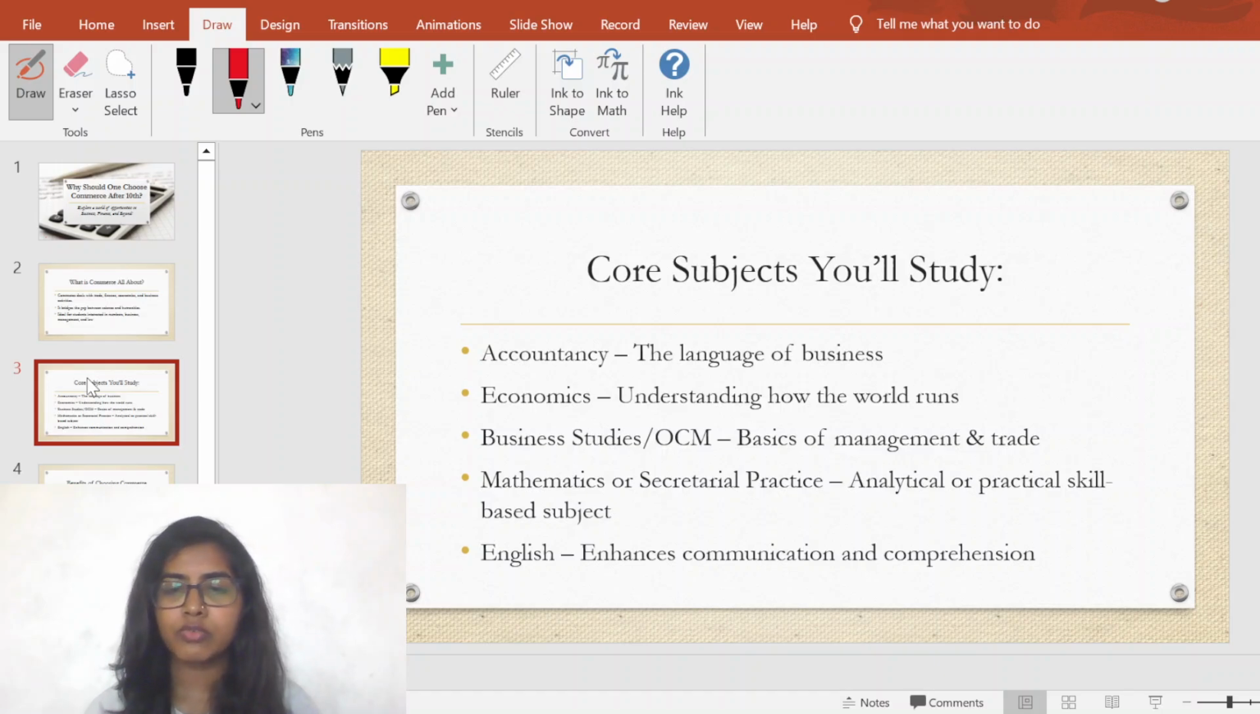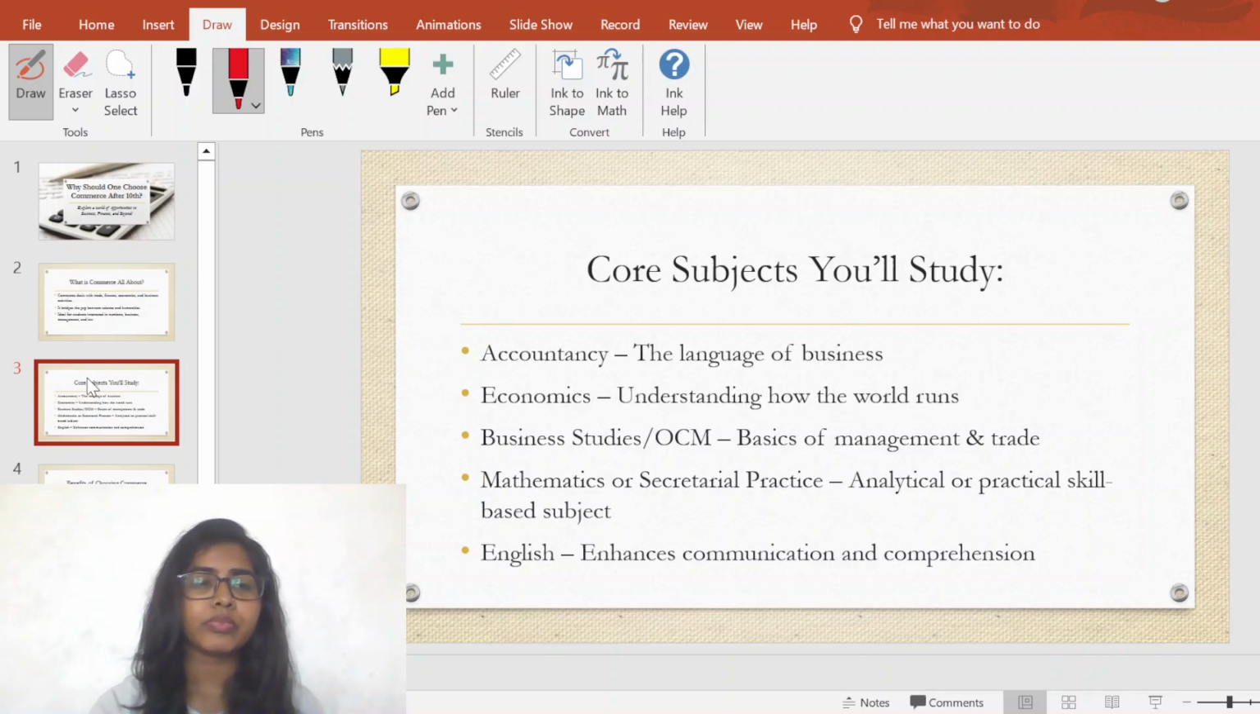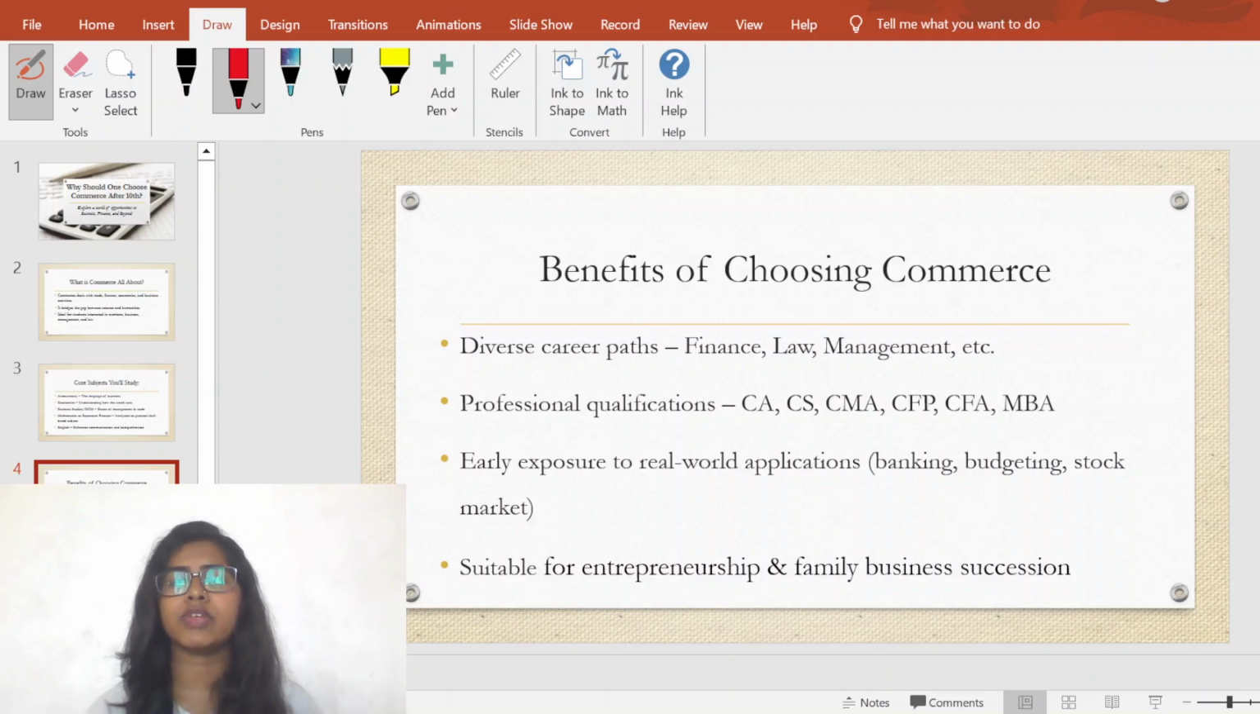Language, English is of course one of the languages, and you also have one more subject to choose. That's the optional subject. You can choose IT, you can choose a foreign language, or you can choose your own state language, etc. Now, what are the benefits of exactly choosing commerce? What perks will I have after choosing commerce?